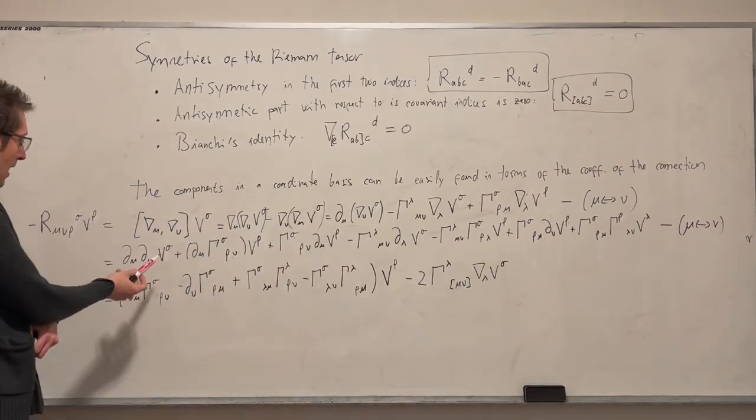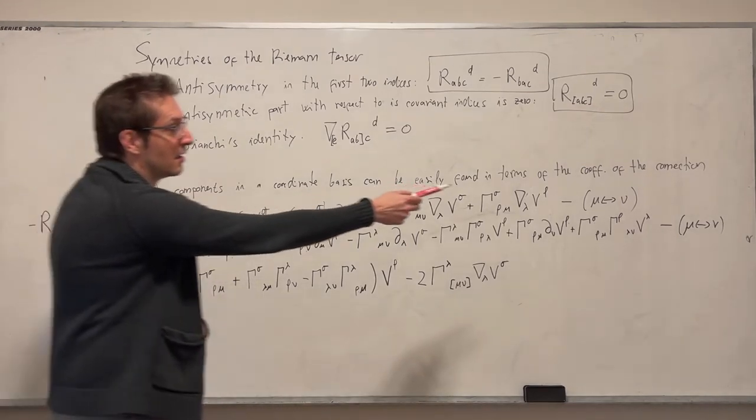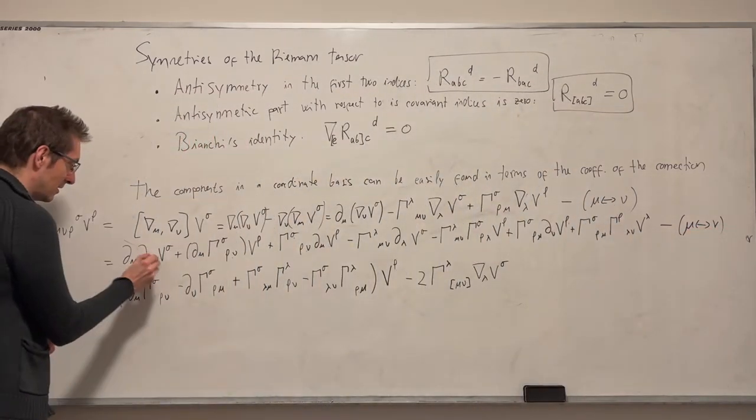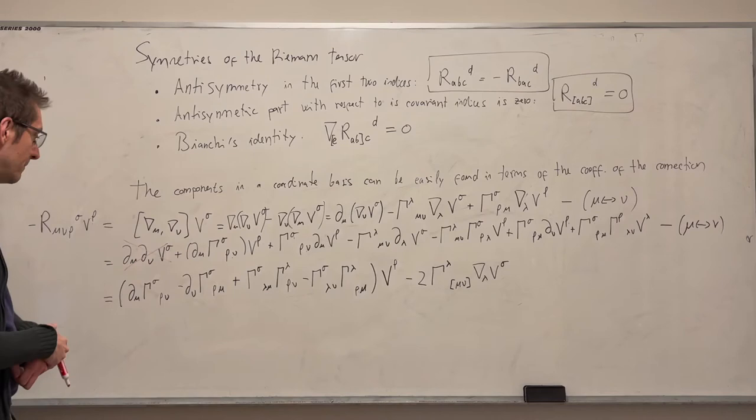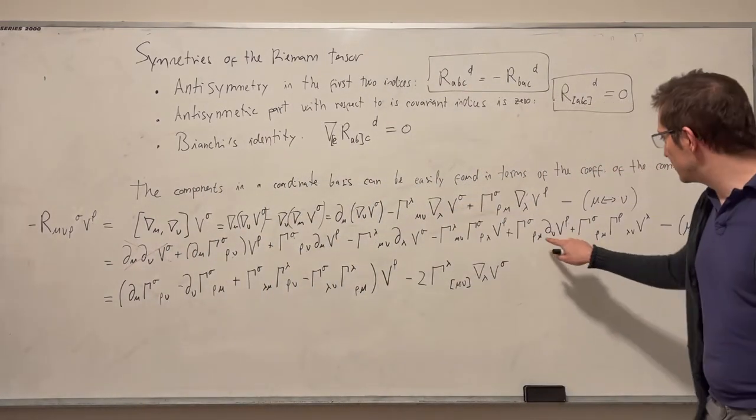Now, because this is a coordinate basis, of course, partial mu commutes with partial nu. So when we swap to do the minus term, the term that comes on the other part of the commutator is going to cancel this term. So this is not there. Okay, cool. What else? Now let's focus on this term over here.